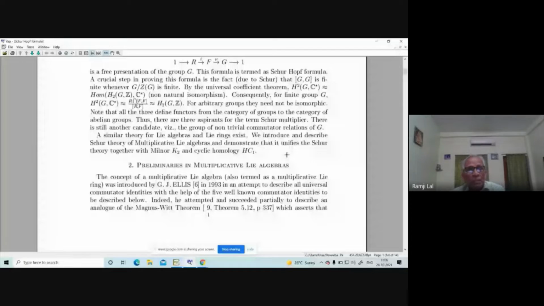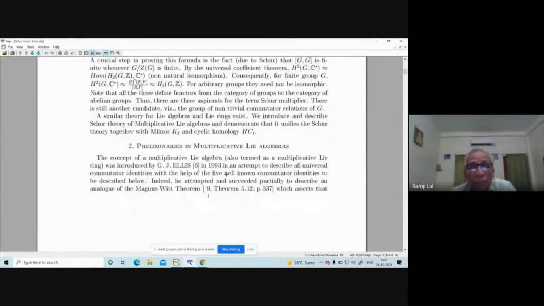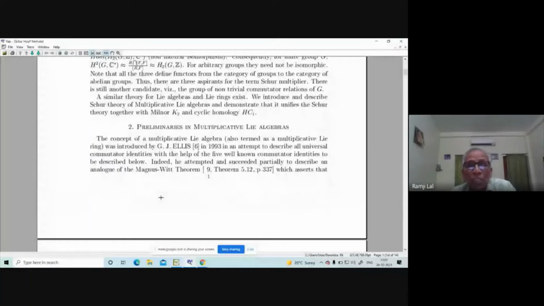Indeed, multiplicative Lie algebra was introduced by Ellis in 1993, and I guess the reason behind the introduction of the concept of multiplicative Lie algebra, I perhaps feel, is how it must have been introduced. This must have been the motivation for its introduction. So indeed, he attempted and succeeded partially to describe the analog of the Magnus-Witt theorem.